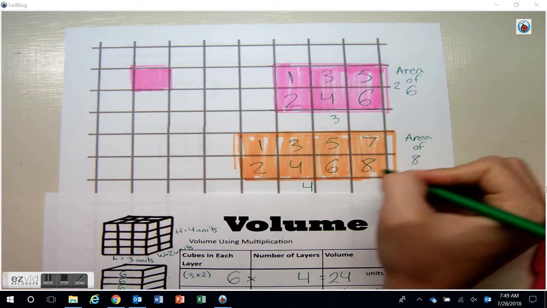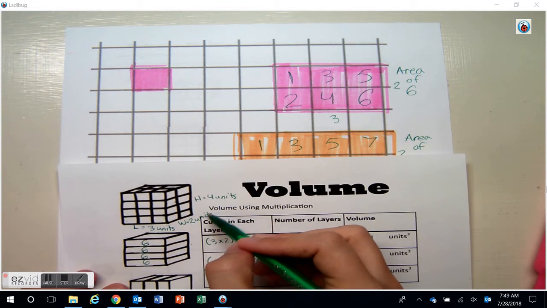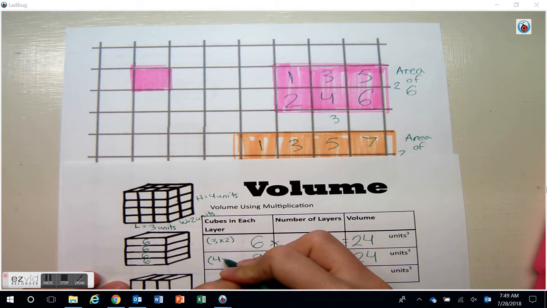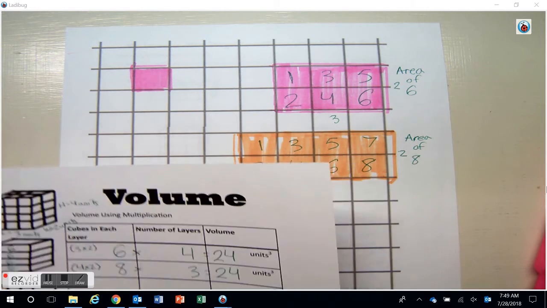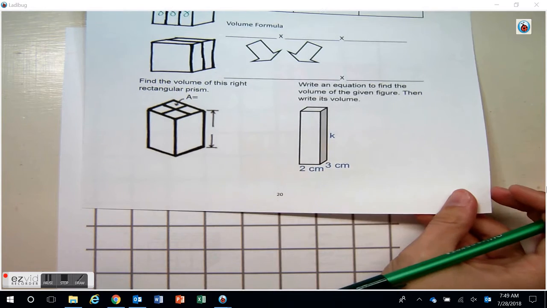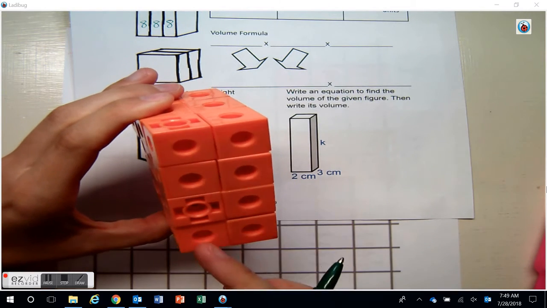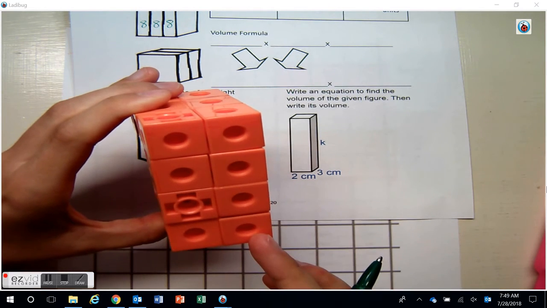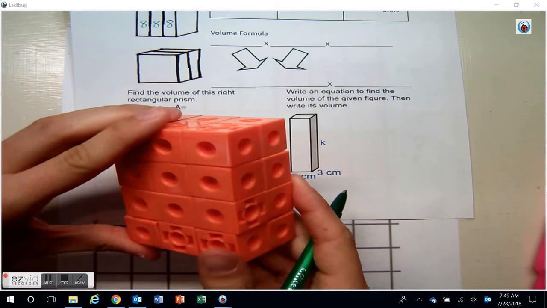So I'm going to come back to our chart and I'm going to write, well, how did we get 8? I have these dimensions here. How can I get 8? Well, if I have an area of 8, I can do 4 times 2. Just like we have these dimensions here, 4 times 2. I think we're rocking it.